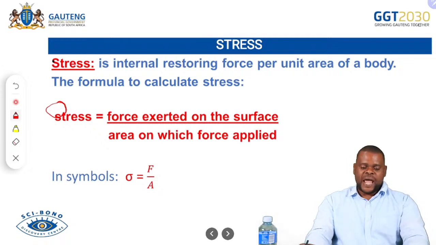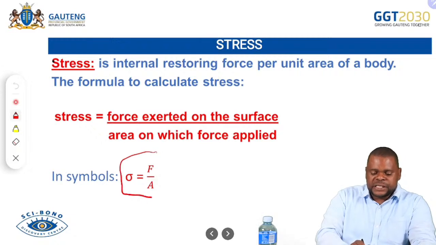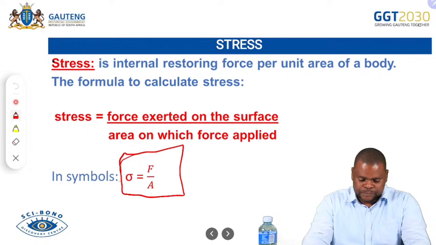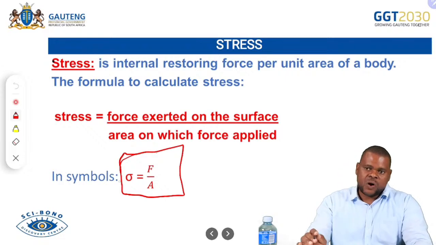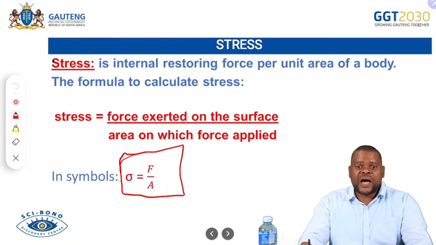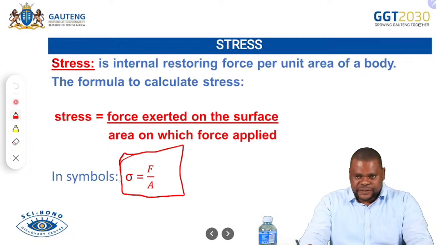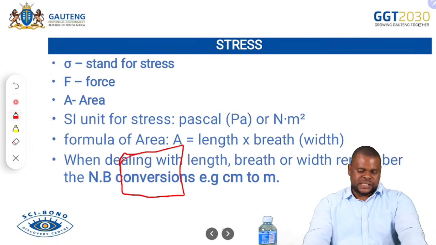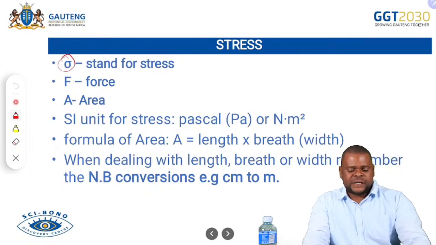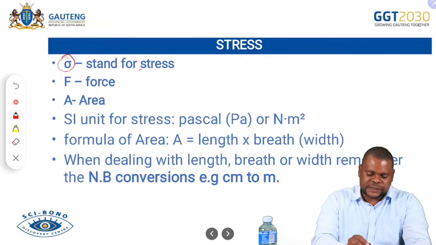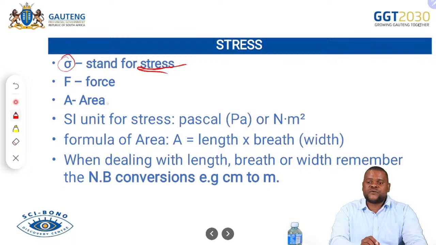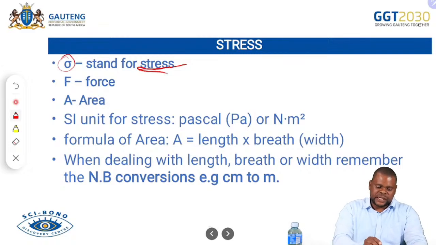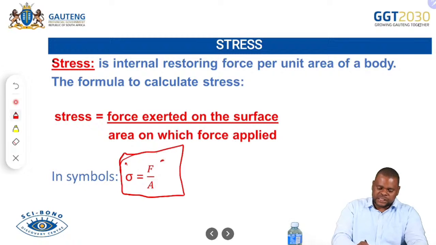Are we together, grade 12? Then, mathematically, this is the formula to calculate stress. And this formula, grade 12, we're not only using it to calculate the stress, we're also using it to calculate the area of the surface and the force that is applied on the surface. Let's go to the next slide. You can see this sigma stands for stress. F is for the force, and A is for the area. Remember, we get these three from the formula: this is the stress, this is the force, this is the area.